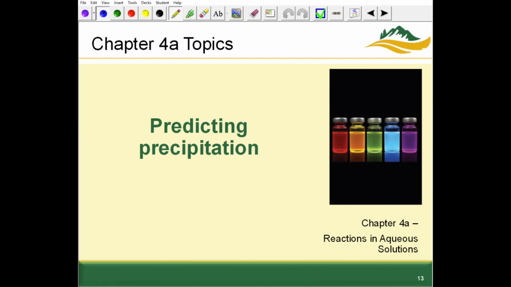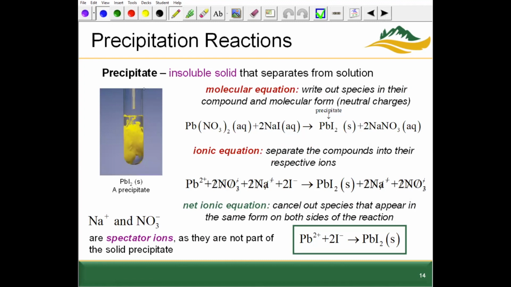The next topic here in chapter 4 is predicting precipitation. When a precipitate is formed, we define this as an insoluble solid that separates out from solution. Here's a very pretty example of this yellow precipitate made of lead and iodine. A precipitate is the insoluble solid that separates from solution. If something is insoluble, it won't further dissolve in solution. So it stays as this solid or semi-solid, and it separates out from the rest of the solution.